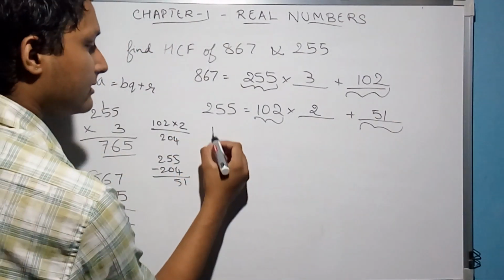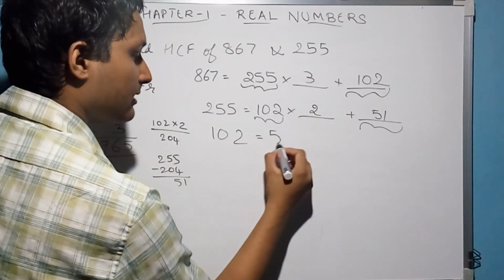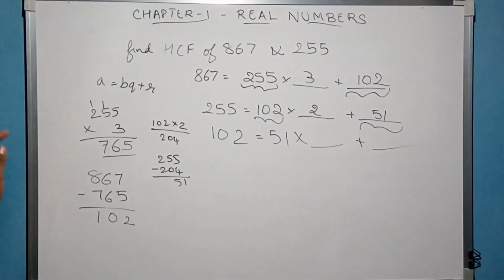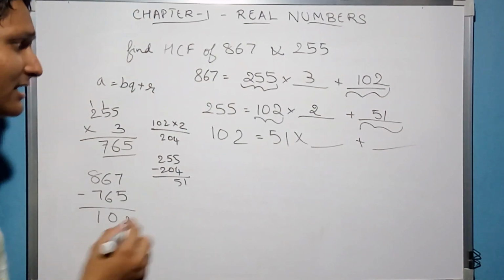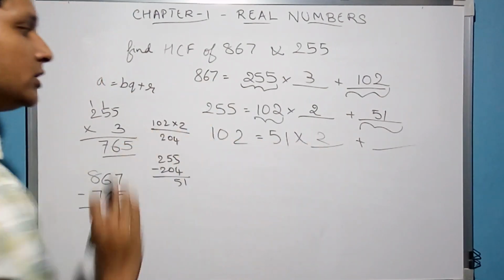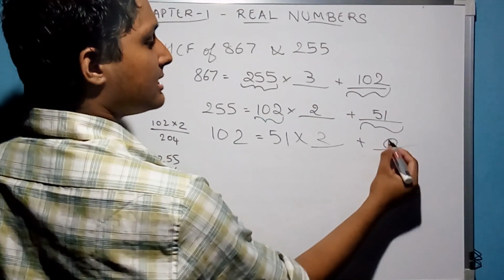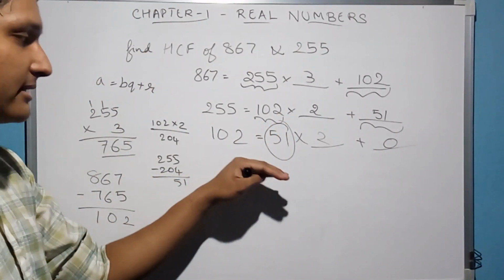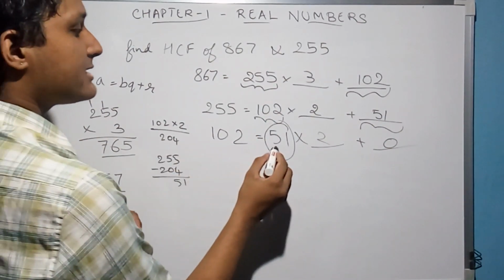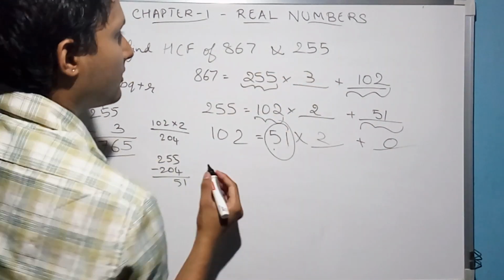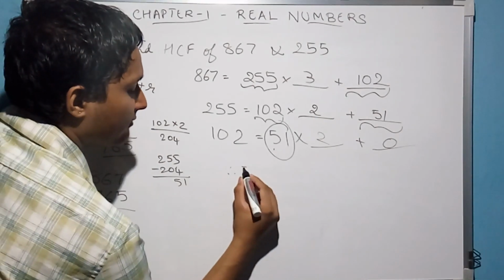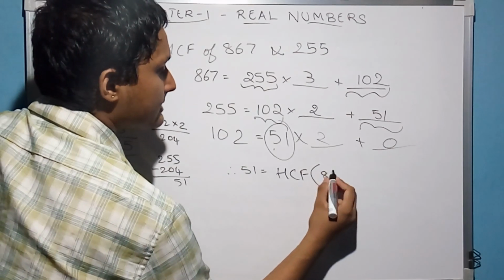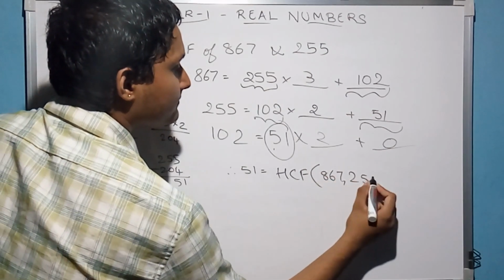So again you need to apply Euclid's division lemma for these two numbers. So now we need to write 102 is equal to 51 into something plus something. Just by seeing, I can find out that 51 into 2 is equal to 102 and the remainder is 0. That means that 51, that is the divisor at this stage, is the highest common factor of 867 and 255. Therefore, 51 is equal to the HCF of 867 and 255.